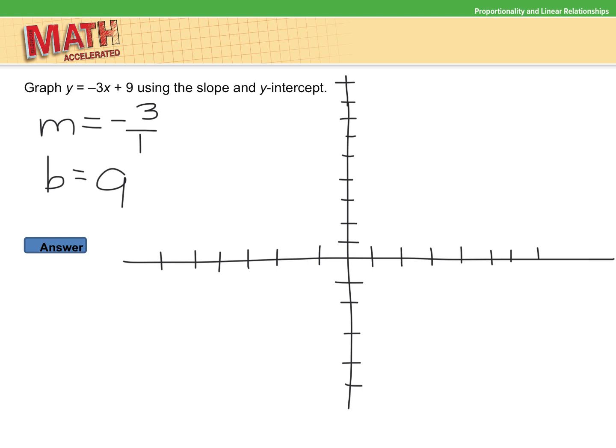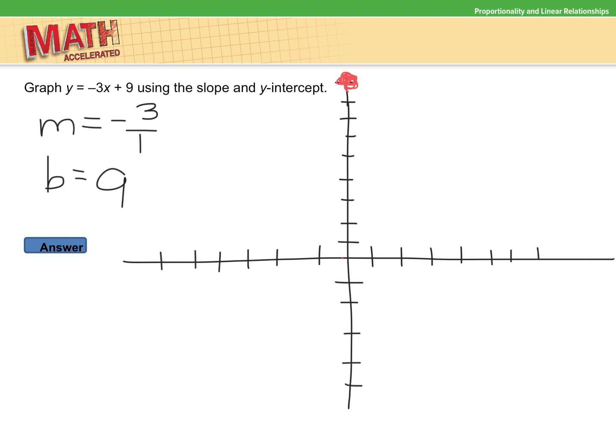Which one, slope or b, can I use for my starting point? 9. Why 9? You're right. It's what is it called? It's your y-intercept. So I know exactly where that is on the graph. Remember, we always start at our origin. Where is the y-intercept if it's 9? Where do I need to go? Up 9. I need to go up 9, okay? So that is my starting point. You're always going to have your starting point on the y-axis. Which axis? Y.